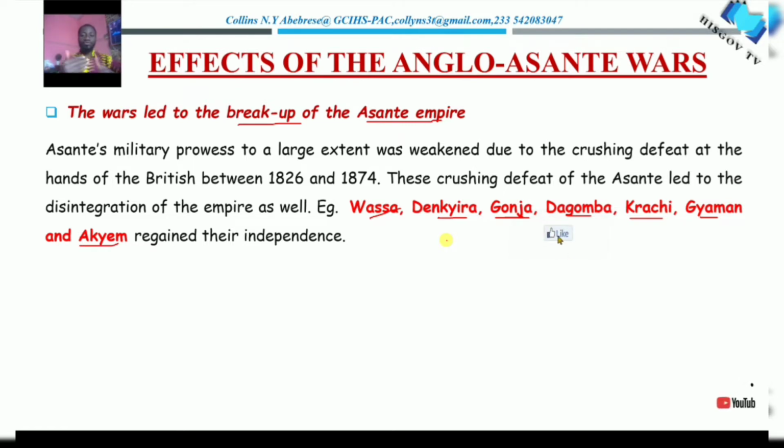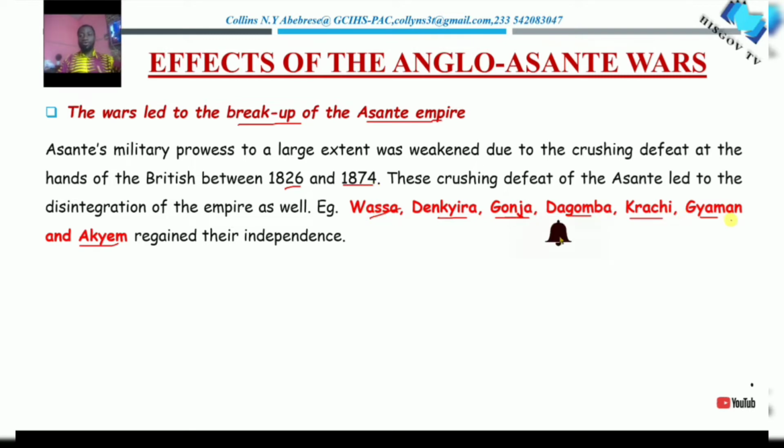However, because of the frequent wars between the British and the Ashanti Empire, whenever there is a war, especially in 1826, the Dodowa War, and then in 1874, the Sagranti War, a treaty is signed after the war. And the clauses or the terms in this treaty force Ashanti to give independence to some of the vassal states that it had.